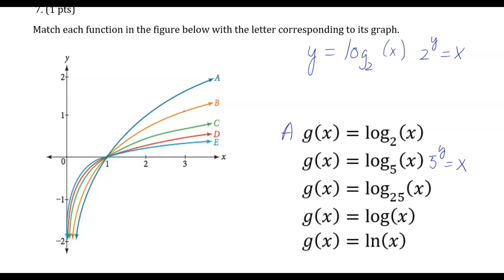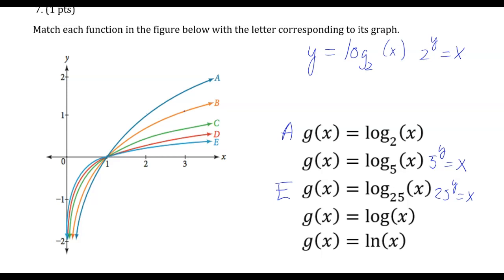The next one says 25 to the y equals x. This should be stretched more in the horizontal direction, because this means that when y is 1, the x value is way out there at 25. It looks to me like this one must probably be E. If that one is E, then this one has got to be either C or D. Let's see if we can compute which it is.